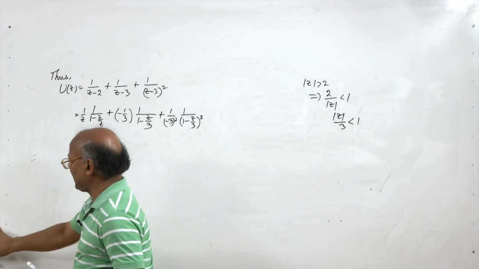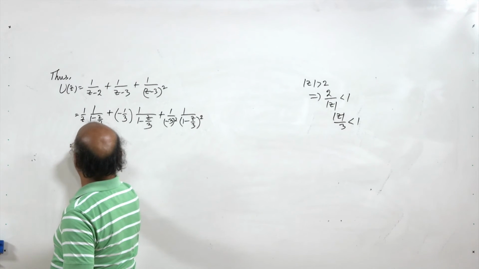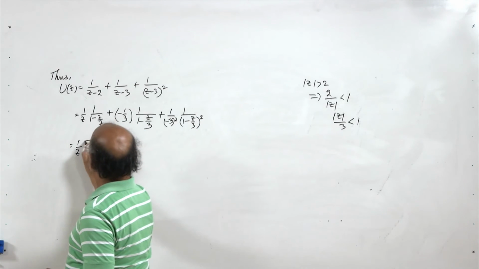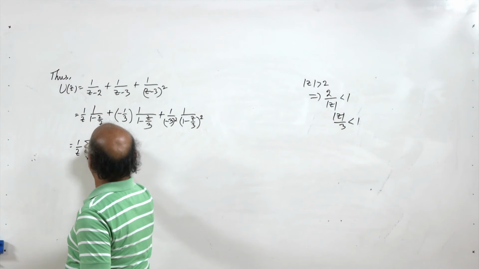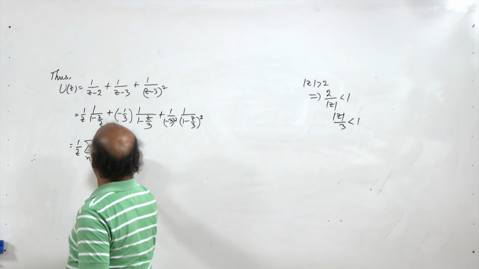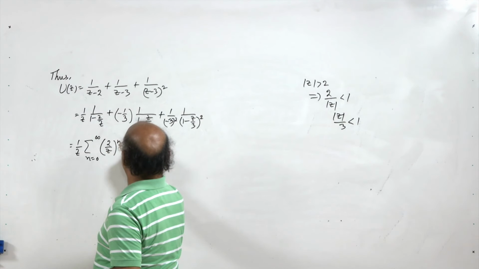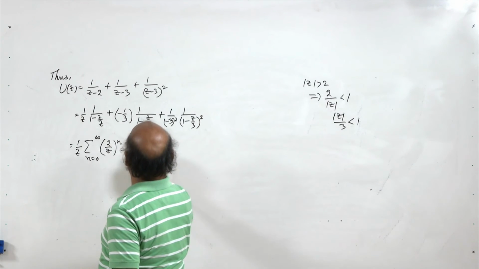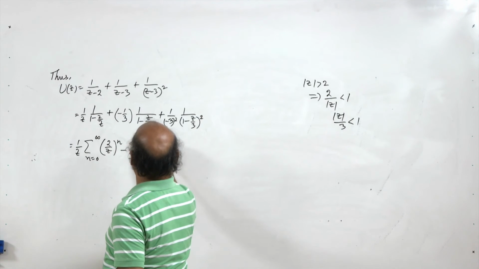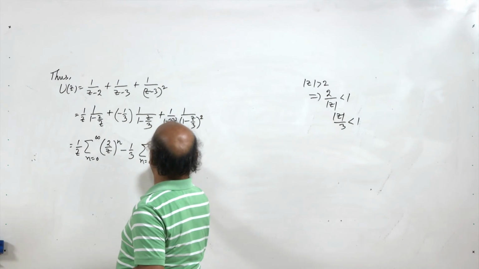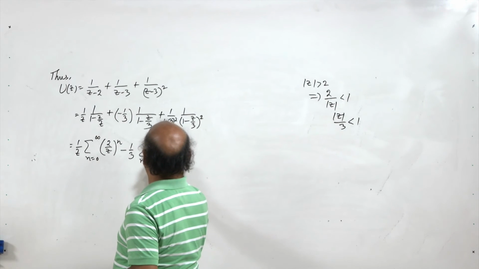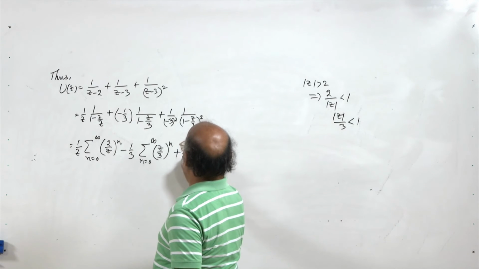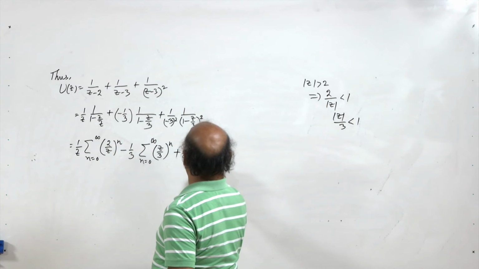Now let us expand by the binomial theorem. I will write it as 1/z, since |2/z| is less than 1, the sum from n = 0 to infinity of (2/z)^n, and then −1/3, again |z/3| is less than 1, the sum from n = 0 to infinity of (z/3)^n. And here plus 1/9, the summation from n = 0 to infinity.